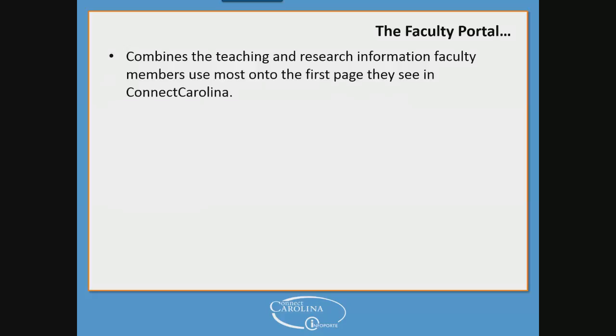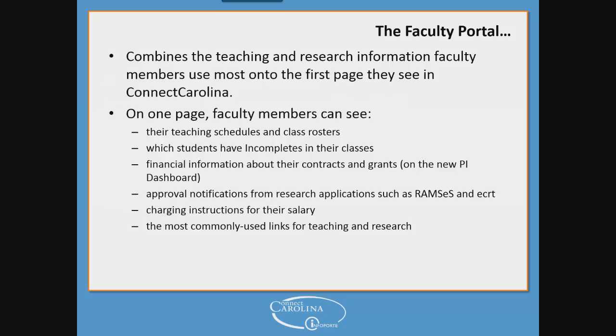So what is the faculty portal? The faculty portal combines teaching and research information that faculty members use most onto the first page they see in Connect Carolina. And so what that means is that on one page, this is all of the information that faculty members will be able to see. So their teaching schedules and class rosters will be right there on the first screen. They'll be able to one click to see which students have incompletes in any of their classes. And if they do research, they'll be able to see the financial information about their contracts and grants, and have a link to the new PI dashboard as well.